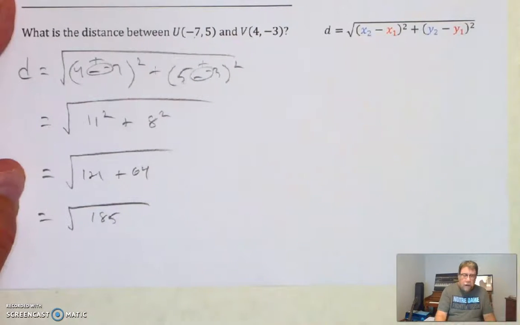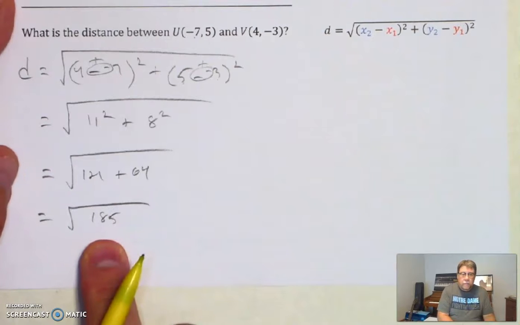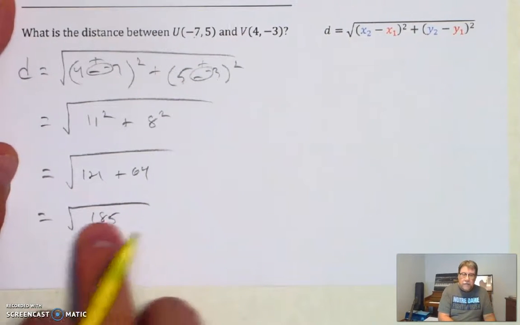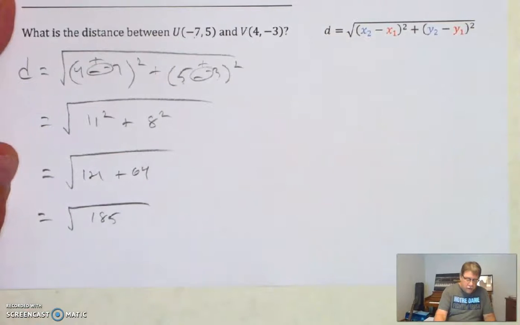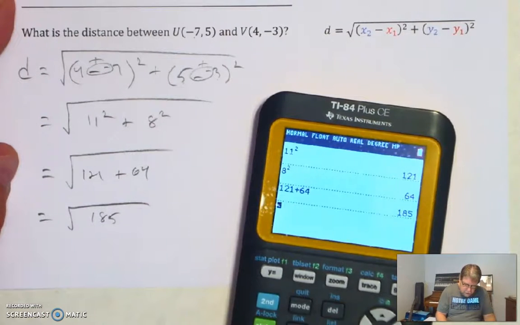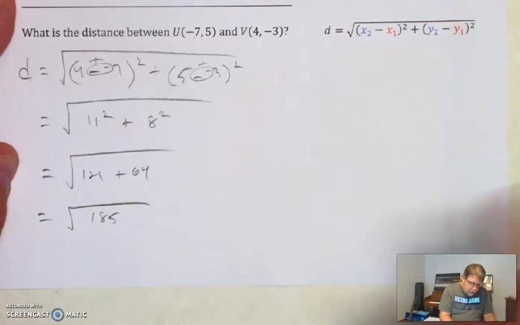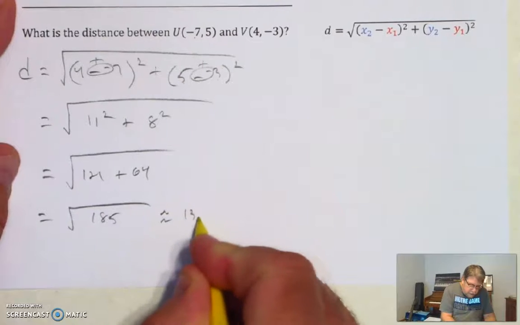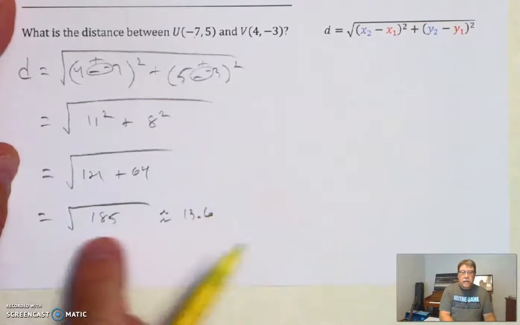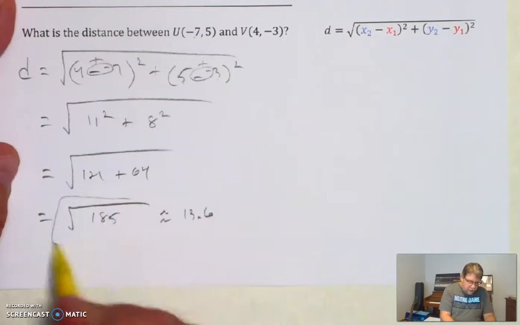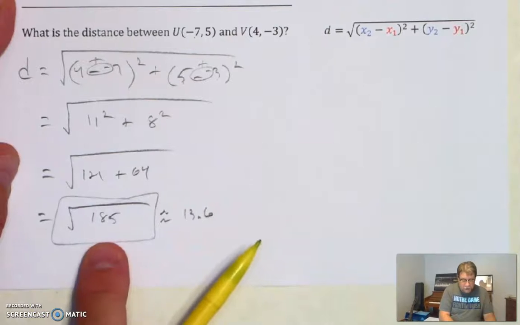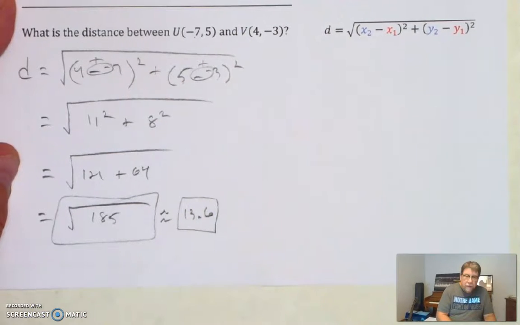Many times we want to leave it in radical form, simplified radical form, so you would have to go through the process of simplifying this if you needed to, or you could just simply find out what the square root of that number is. And I'm using the answer button to help me with that, and that's 13.6. So that's approximately 13.6. Depending on the problem, you may need to have it in simplified radical form, or decimal form.